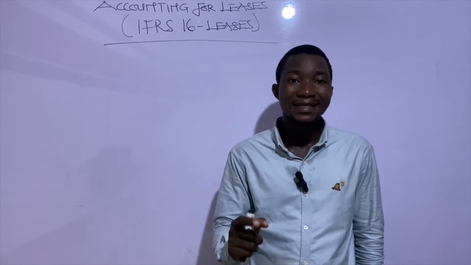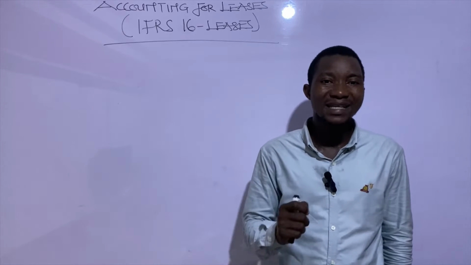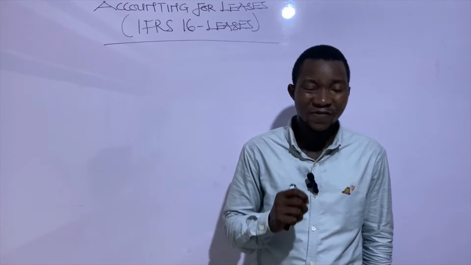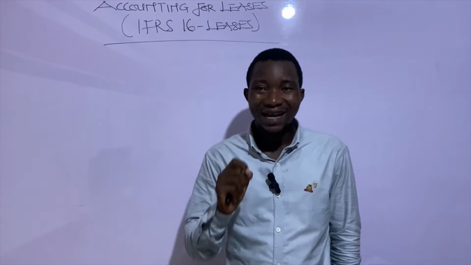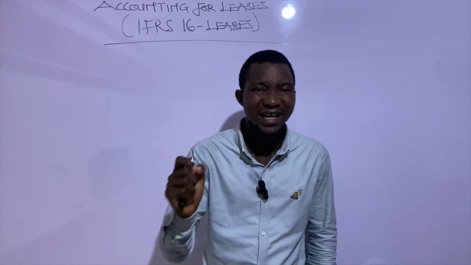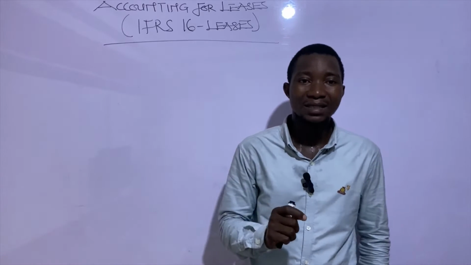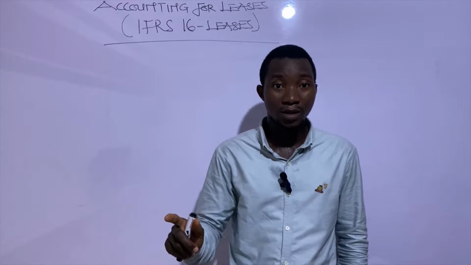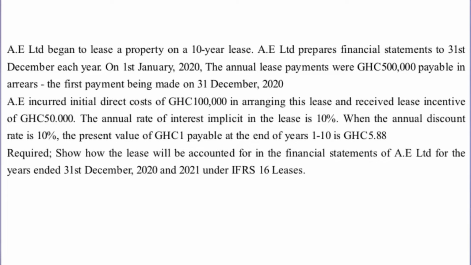The next thing to look at is the annual lease payment. In this particular question, the annual lease payment happens to be 500,000 Ghana cedis, but it is payable in arrears. This means that the payment is made at the end of the financial year. There is also an initial direct cost of 100,000 Ghana cedis, and there is a lease incentive of 50,000 Ghana cedis given by the lessor to the lessee.